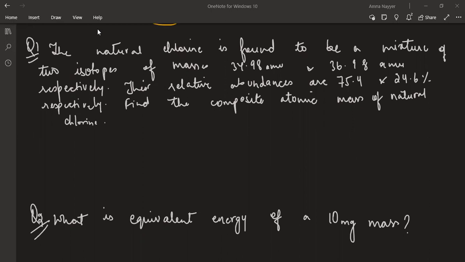Just check the powers once again. Now it is magnitude of the significant figure is better. Just check the powers once again.